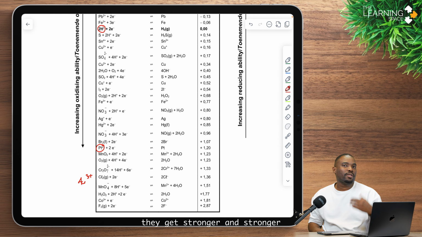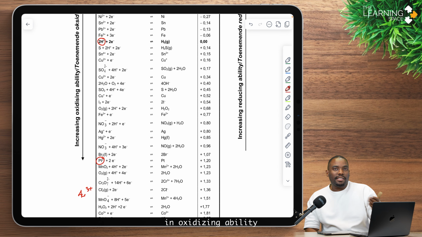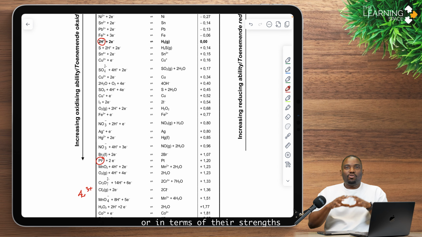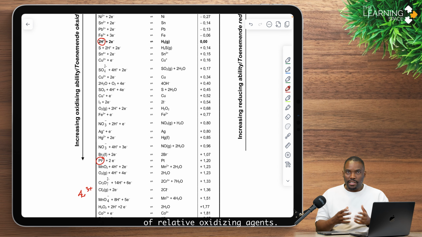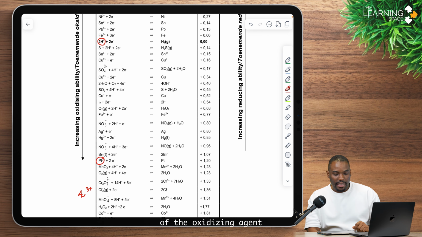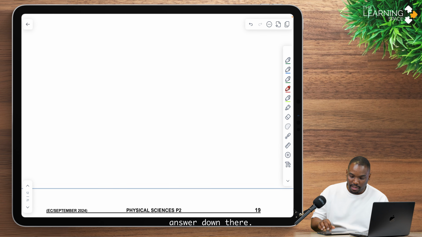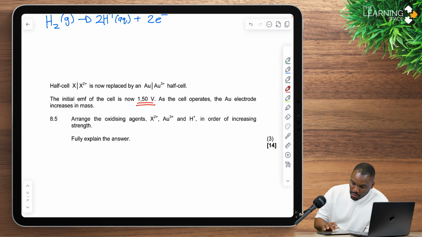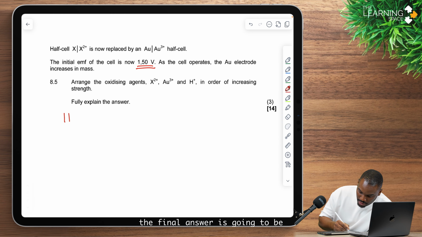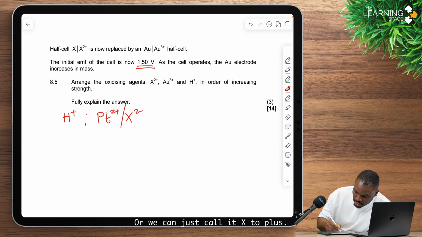As we go down, they get stronger and stronger in oxidizing ability, or in terms of the relative strengths of the oxidizing agents. So H plus, Pt2 plus, and then Au3 plus. Let's quickly put that answer down. Our final answer is going to be H plus, and then we've got Pt2 plus, or we can just call it X2 plus, and then finally Au3 plus.